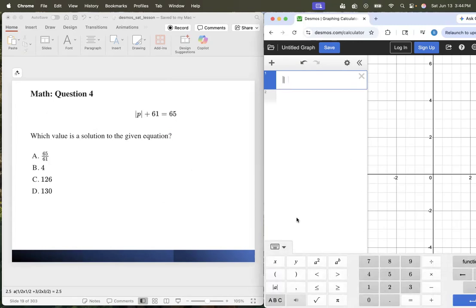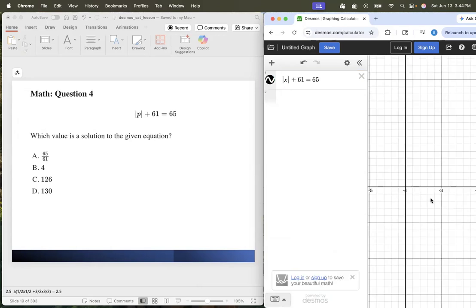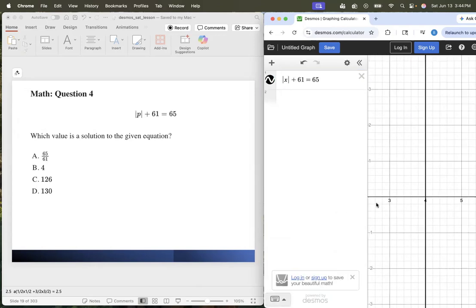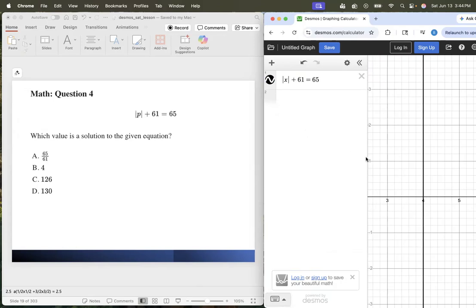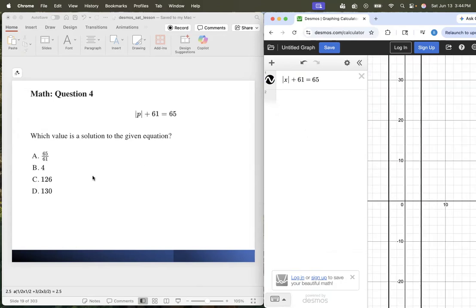Let's see what Desmos is going to say. It's going to say the same thing. I'm going to put the X function there, and I give you -4 and then +4. We're looking for the absolute value, so the function has to be +4 right there.